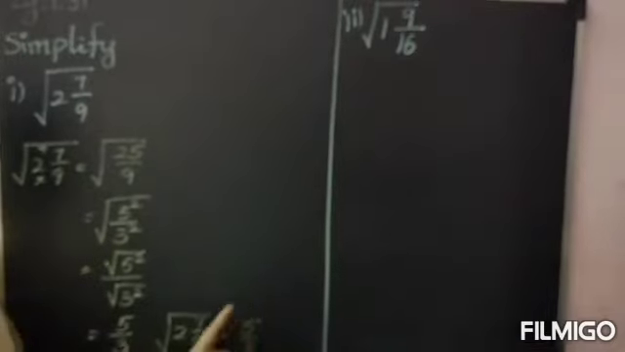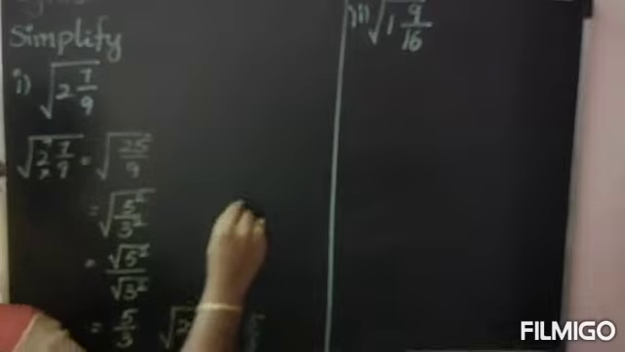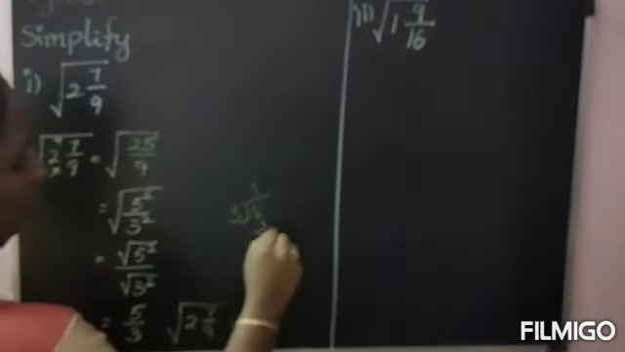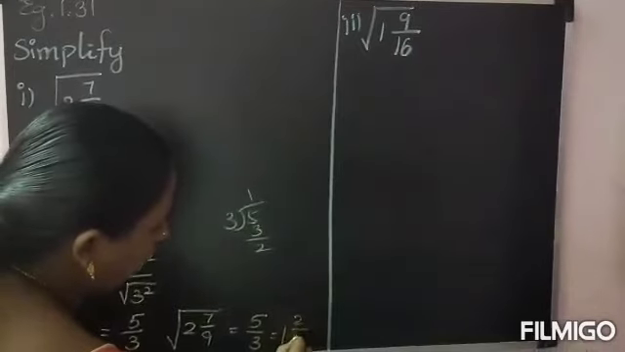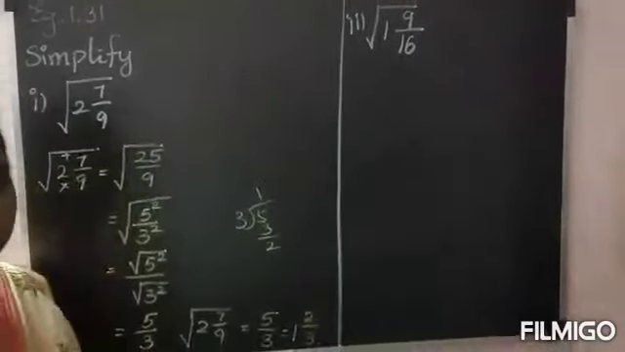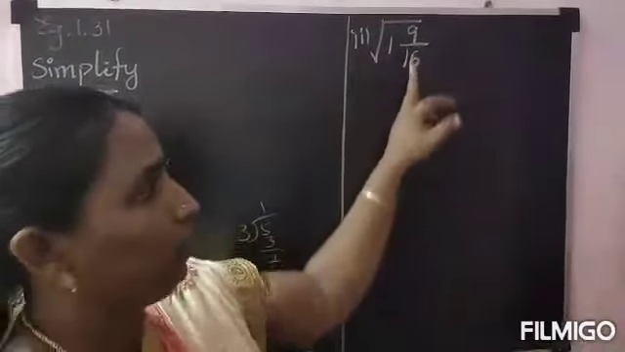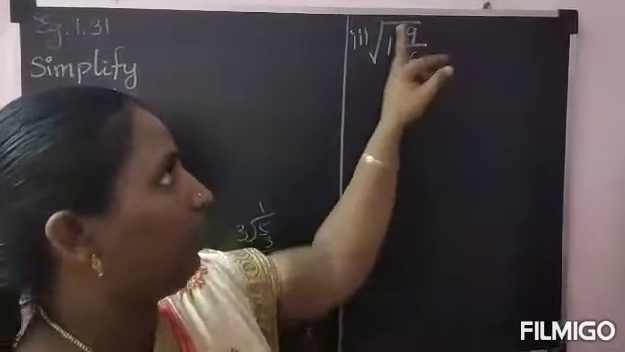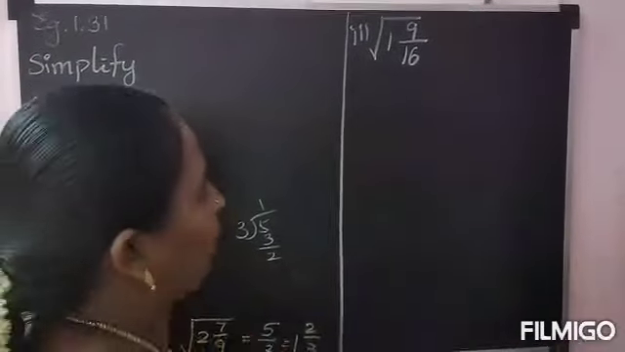So here we got an improper fraction, isn't it? Convert into mixed fraction. So what will you get? 3 1s are 3, remainder is 2. Quotient, remainder by divisor, 1 2 by 3. Is it clear? Next, move on to the second one: square root of 1 9 by 16. Here also they given it in mixed fraction. Convert this into improper fraction first.